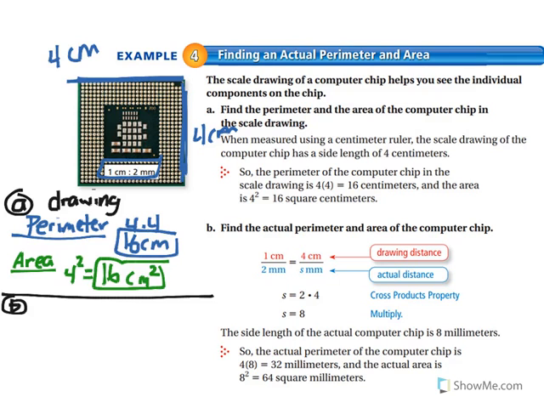So for this, I'm going to look at 1 centimeter representing 2 millimeters. And I know that the side length of the drawing is 4 centimeters. I want to find the side measurement for the actual computer chip. So I multiply S times 1 is S, and 2 times 4 is 8. So 8 millimeters is the side length.